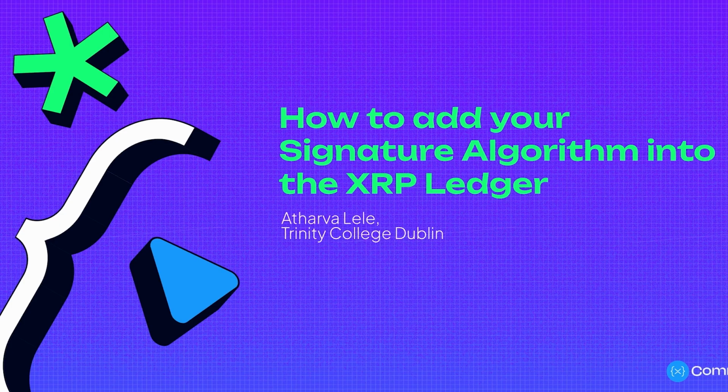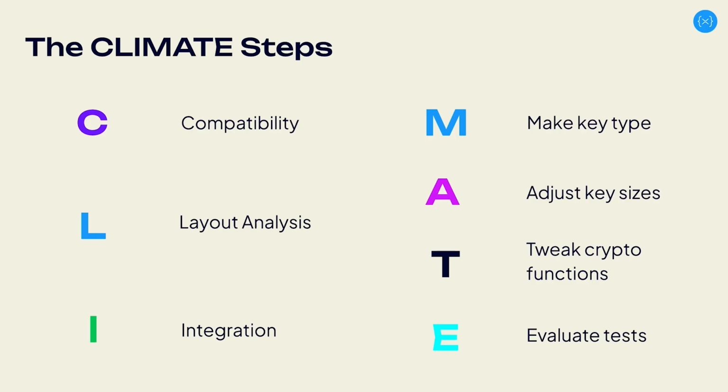In this tutorial, we'll be taking a look at how you can add your signature algorithms into the XRP Ledger. We would follow 7 steps in order to do this. I've named them climate. So, the first one is compatibility.